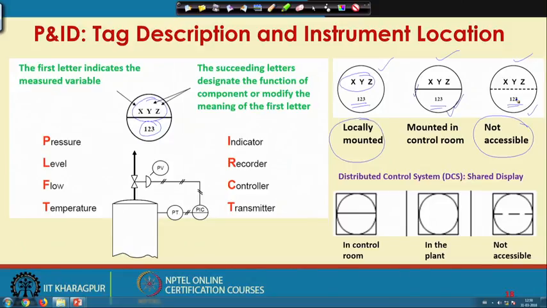If the instrument is a part of a distributed control system, then this indicates that the instrument is in the control room, this indicates it is in the plant, and this indicates it is not accessible. So, the difference is that there is a bounding box around these schematics.